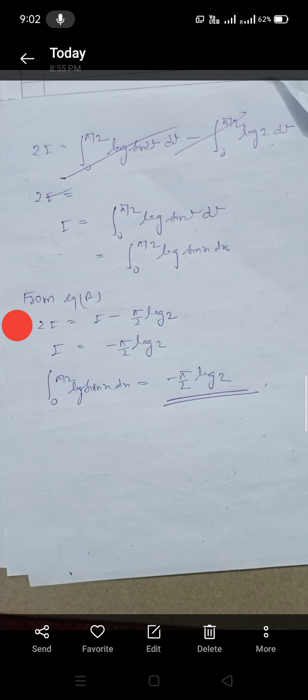Now taking integral 0 to pi by 2 log sin 2x dx, let 2x be equal to t. So 2 dx is equal to dt. This is 1 upon 2 integral 0 to pi log of sin t dt. This is 1 upon 2 into 2 integral 0 to pi by 2 log sin t dt. Again this is equal to I. So from equation A we can write 2I is equal to I minus pi by 2 log 2. This is I is equal to minus pi by 2 log 2. Hence proved. Thank you.